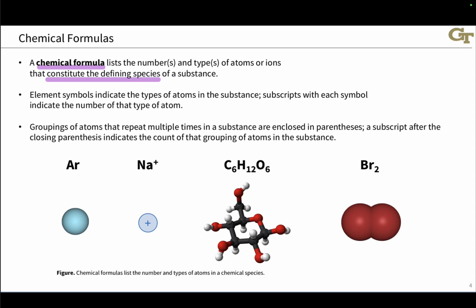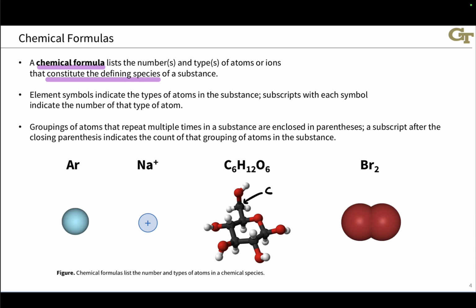At the bottom of this slide, I've added chemical formulas for each of the types of species that we looked at on the last slide. So for a neutral atom of an element, it's as simple as the element symbol. This is the element symbol for argon, absolute classic, right? For this cation, the element symbol Na tells me that this is a sodium cation, and the superscript plus indicates the charge. We use a superscript to the right of the element symbol to indicate positive or negative charge.